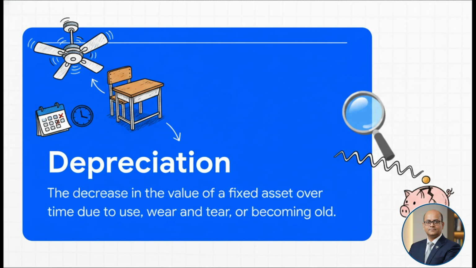Kindly note this point. In simple words, just look at the fan in our classroom or the desk you were sitting on. Every day, we are using them, correct? So slowly, their value is going down. This decrease in value because of use or just because things get old is depreciation.